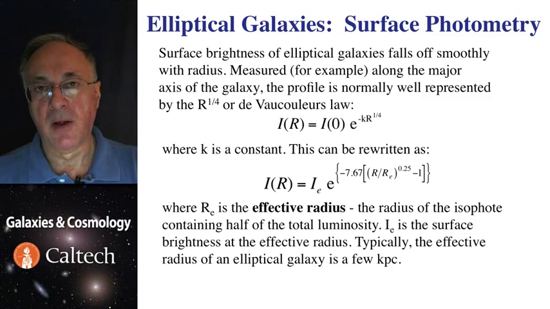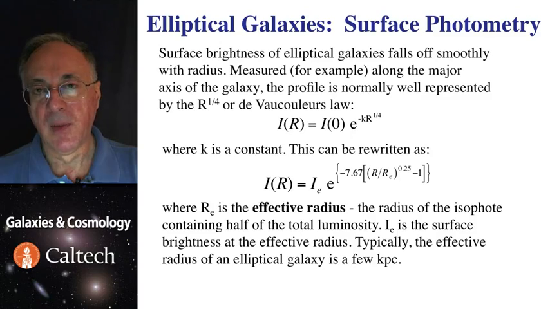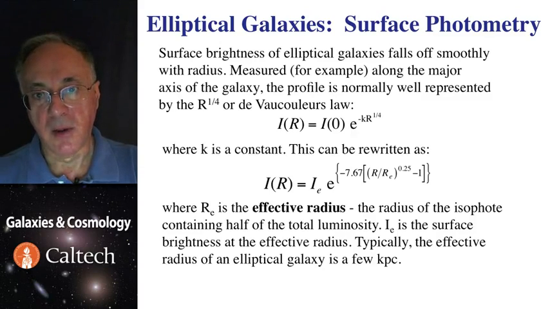The most popular of them is the so-called de Vaucouleurs profile. It was invented by Gérard de Vaucouleurs, and it's a purely empirical formula. And it says that the log of the surface brightness, which is luminosity per unit area, is proportional to radius to the minus 1/4 power, or sometimes called the r to the 1/4 law.